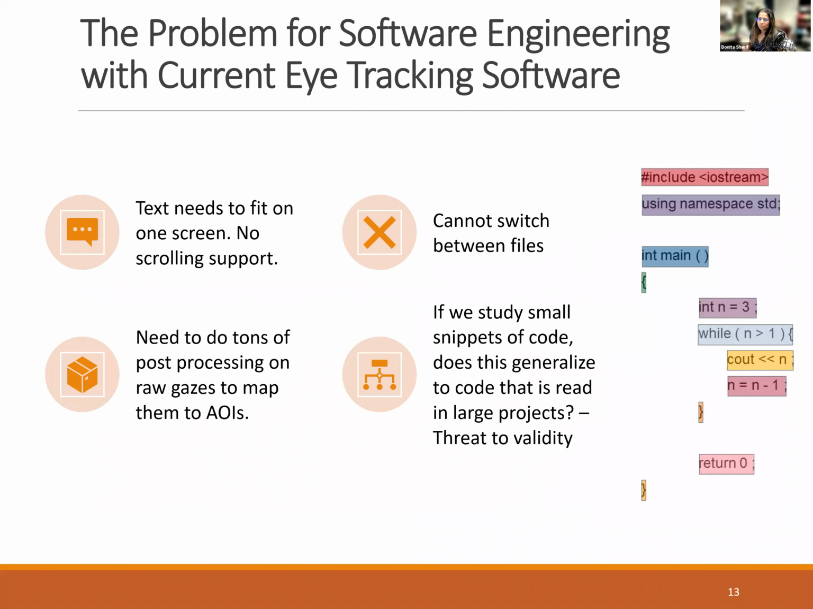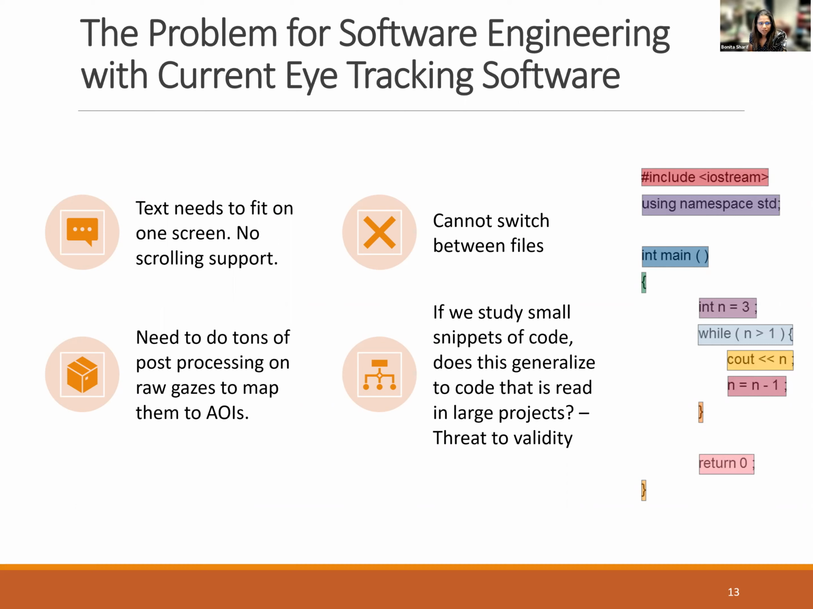So let's start with the problem first. The examples I showed you before are all small code snippets, and they have to fit on one screen. If you've used eye tracking, you know that typically this is done with something that fits on one screen. Typically, there's no scrolling involved. And yes, if there's scrolling, they usually cache the page and so on, and there are other tricks done there. But for the most part, it needs to fit on the screen.